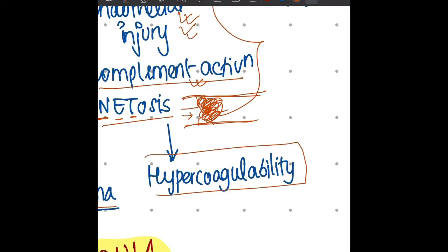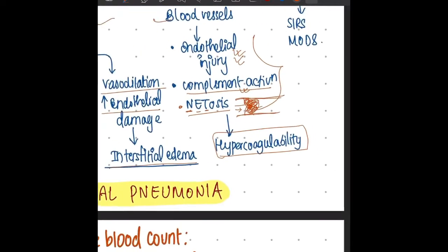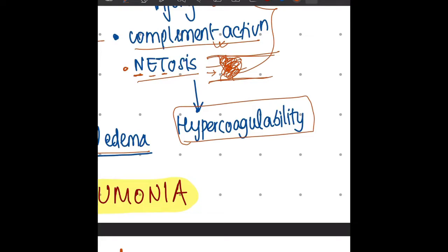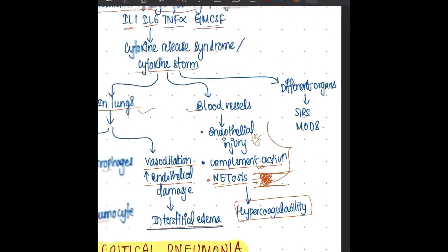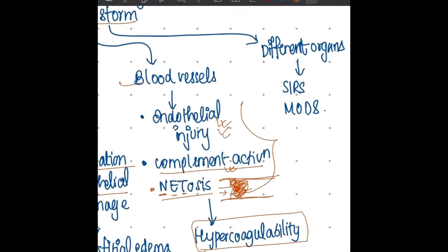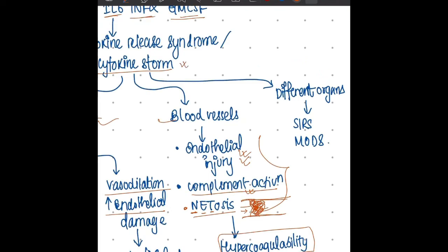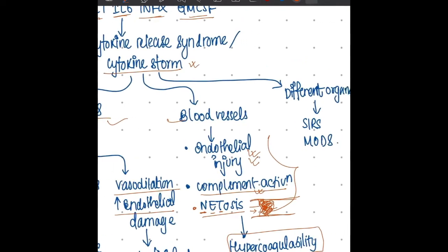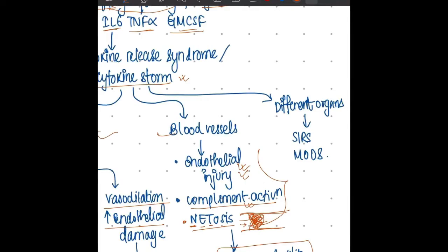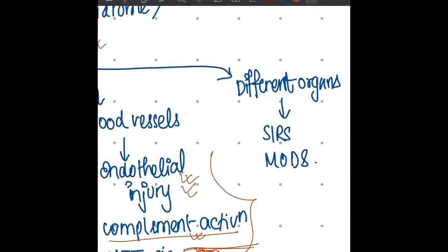And understand that hypercoagulability is a very important aspect of COVID-19. It is a very common complication of severe cases of COVID-19. And finally, if you have such a huge amount of cytokine that you have a cytokine storm, they are of course bound to get leaked out from the lung parenchyma and go to different organs and organ targets, which can cause systemic inflammatory response syndrome and multiple organ dysfunction syndrome.